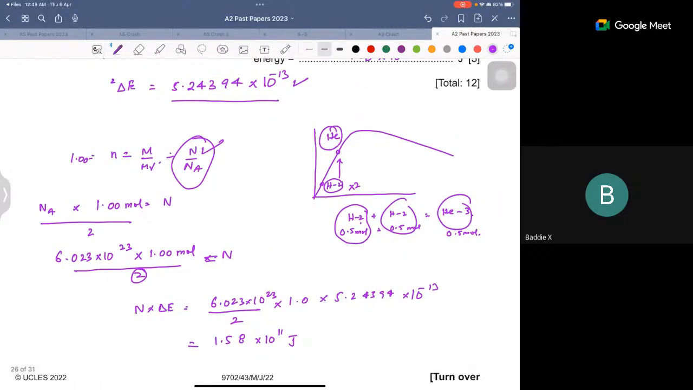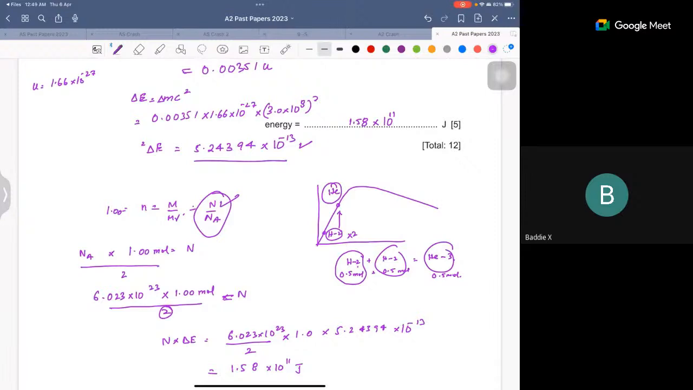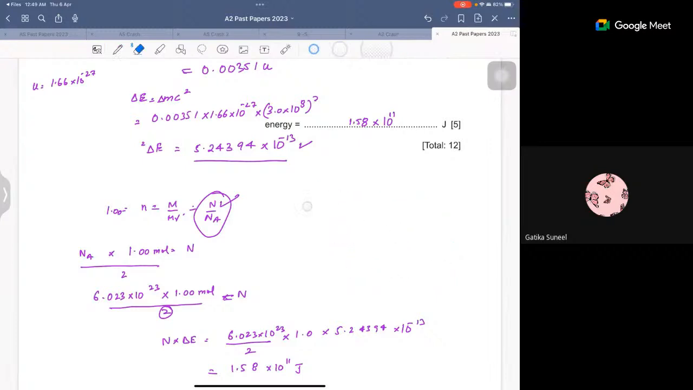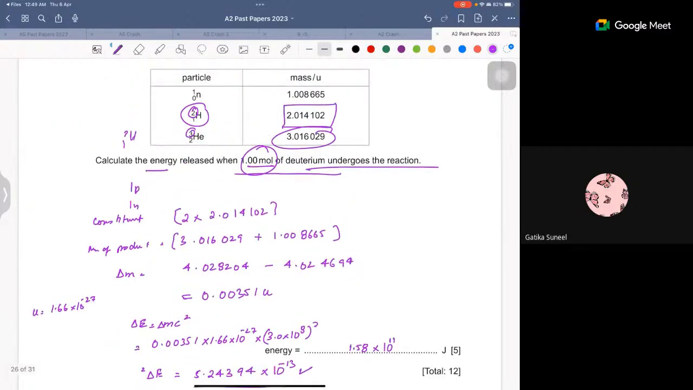Yes, Gatika, you're also clear about it now? Sir, I'm a bit confused still. Okay, confused still. Okay, I'll explain this way. Radhika, you need to understand this, okay? It says the energy released when 1 mole of deuterium goes. It doesn't say both the deuterium. Do you understand?